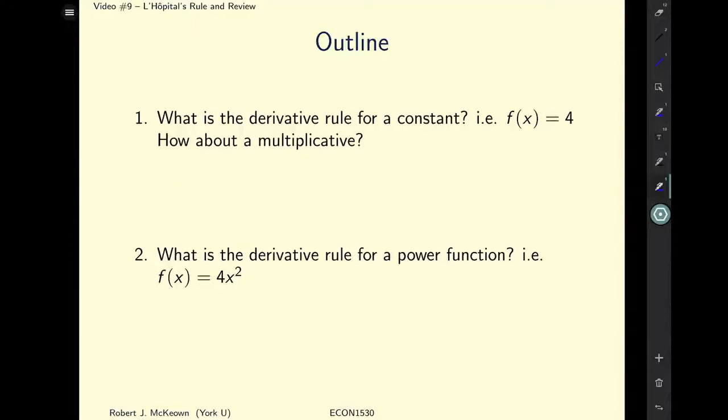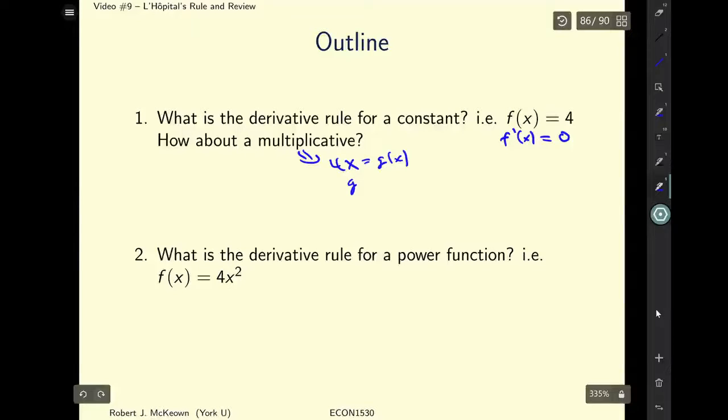All right, here are all the rules. We're going to walk through them together. So what is the derivative rule for a constant? Well, f prime of x here is just going to be equal to 0. Constants disappear. Multiplicatives, so if I have 4x, for example, and I'm going to use the power rule down here, g prime of x is equal to 4. The multiplicatives, they remain. Multiplicatives always remain.